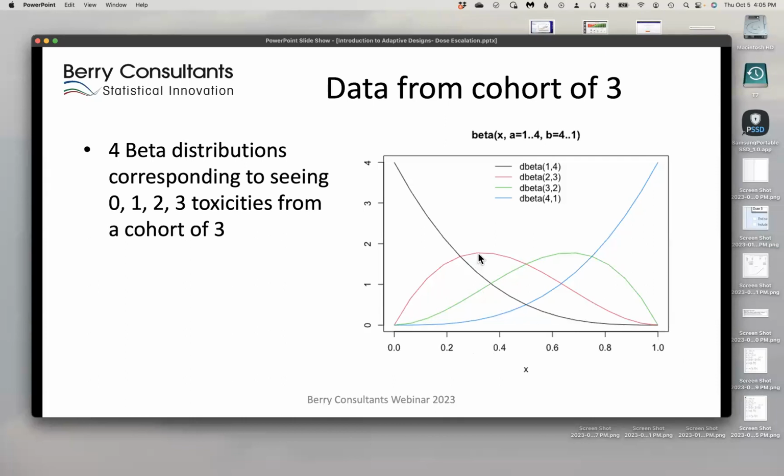So you can see if we've seen 1 toxicity, not unnaturally, the peak is around about 0.3, but there's a huge possibility that the toxicity is below that or above 0.3, all the way up to 0.8 or more. Similarly, if we've seen 2 toxicities, although it now becomes a lot less likely that the toxicity rate is 0.3, there is still some possibility. And really, it's only if we've seen 3 toxicities that we're pretty darn sure that the toxicity rate on this dose is above 0.3.